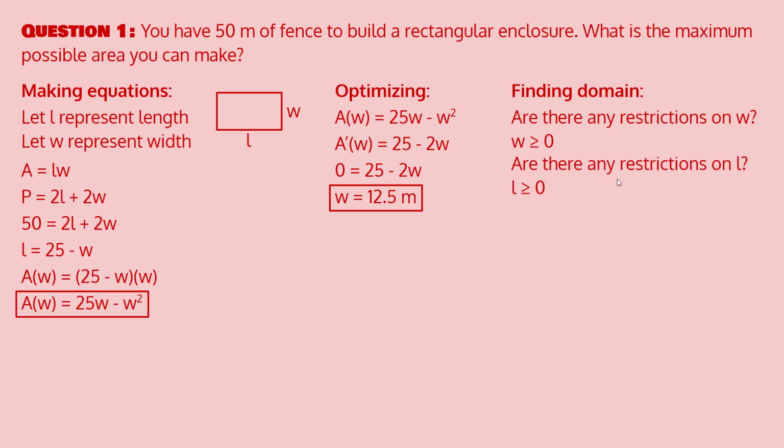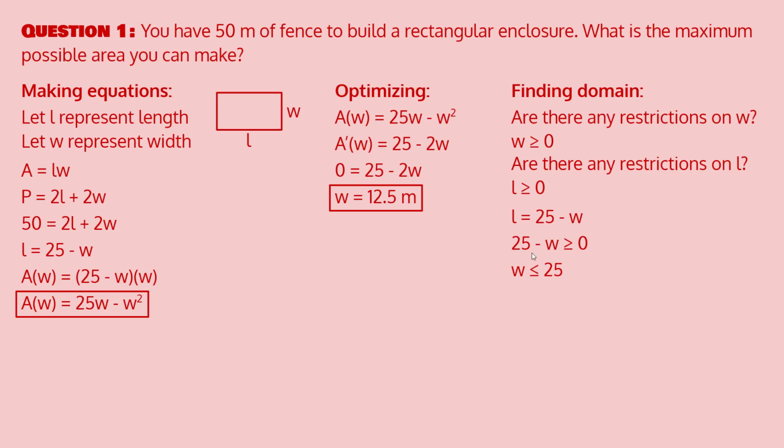So let's look at if there's any restrictions on the length. The length also has to be greater than or equal to 0 for the same reasons. And look over here, we actually have an equation that relates length and width: length equals 25 minus the width. If we sub that in to represent length, here's what we get as an inequality. Rearranging to get width by itself, the width has to be less than or equal to 25.